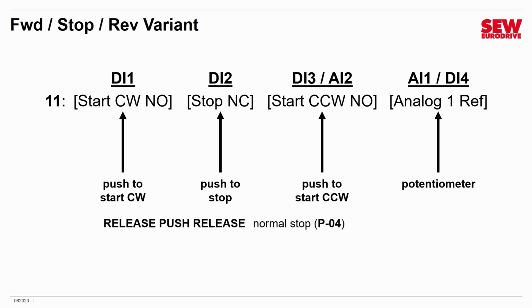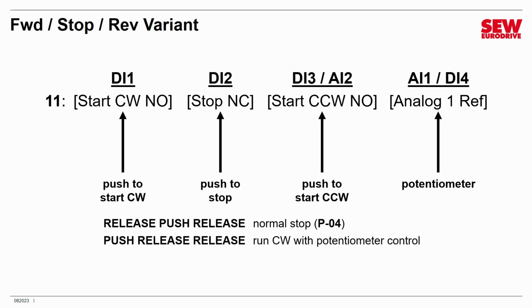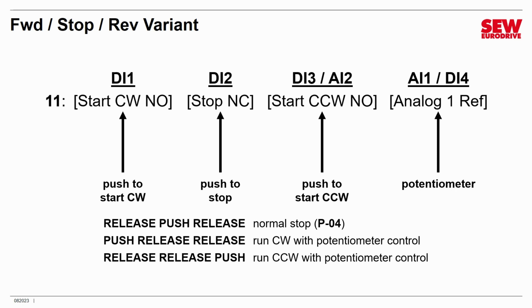So if you release the first and third push buttons and push the middle one, you will get a normal stop using the ramp in parameter 4. If you press the first push button and leave the other 2 alone, you will run the drive clockwise with potentiometer speed control. If you push the last button and don't touch the other 2, you will run counterclockwise with potentiometer control. And there's an extra little feature here. If you push both start buttons at the same time, you will get a rapid stop using the ramp in parameter 24. Kind of interesting and very useful.